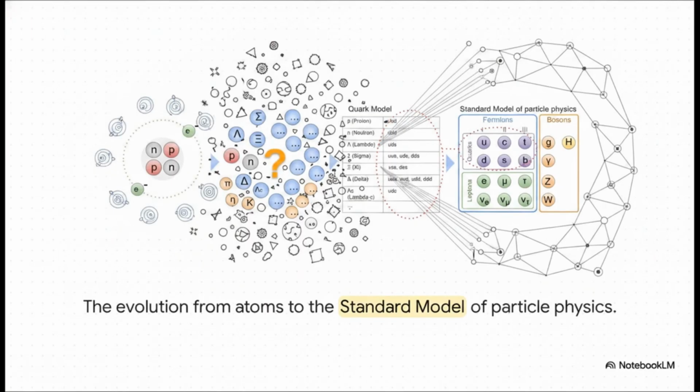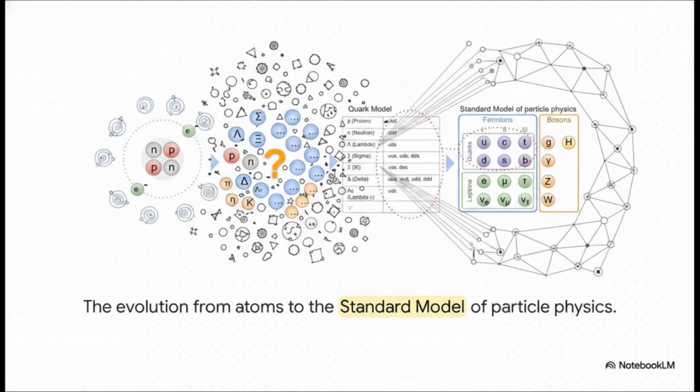So picture this. Back in the 1930s, we basically thought the universe was just made of electrons, protons, and neutrons. Simple, right? But by the 1960s, particle accelerators had smashed that idea wide open, uncovering a chaotic particle zoo of over 100 new strongly interacting particles, which physicists called hadrons. To make sense of all this chaos, Gell-Mann and Zweig proposed the quark model in 1964.